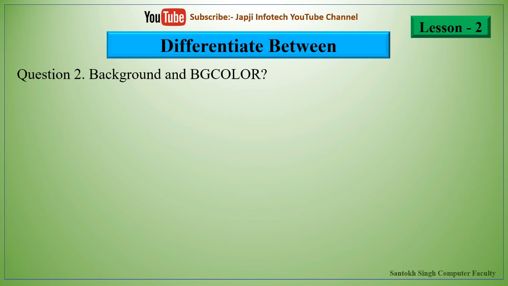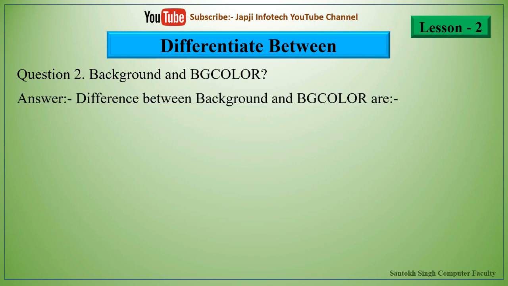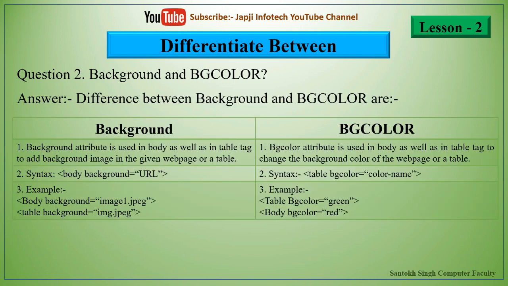So our next question is, differentiate between BGCOLOR and background. The answer is, first point: the background attribute is used in the body as well as in the table tag to add a background image in the given web page or a table, whereas the BGCOLOR attribute is used in the body as well as in the table tag to change the background color of the web page or a table.